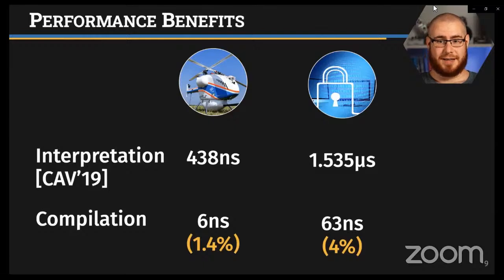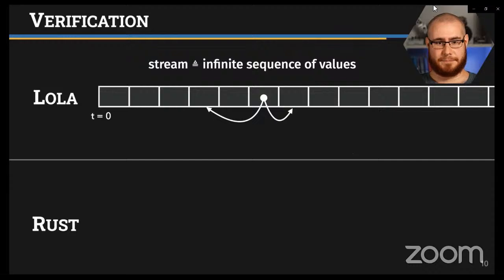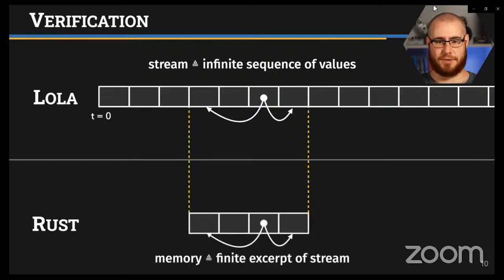But the best code doesn't really help us if it's not verified. So let's have a look at how we verify the whole thing. And the grand challenge here is that in Lola, we argue about streams, and a stream is an infinite sequence of values. Whereas in Rust, we only have finite memory, so we have a finite excerpt of the stream to work with. In previous work, it was already shown that this finite excerpt can suffice, but we want to show that our implementation actually is correct and this does work out for us.